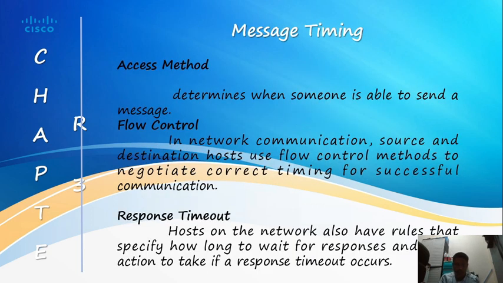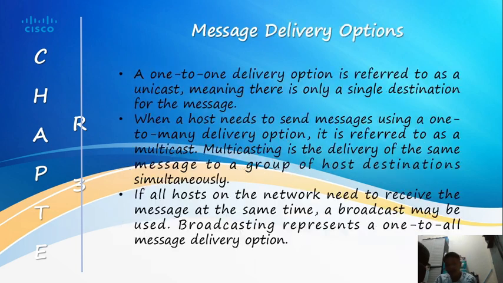Next is message timing. Access method: what is access method? It determines when someone is able to send a message. That is the access method. Next is flow control. Flow control is in network communication. Source and destination hosts use flow control methods to negotiate the correct timing for successful communication. Next is response timeout. Hosts on the network also have rules that specify how long to wait for responses and what action to take if a response timeout occurs.